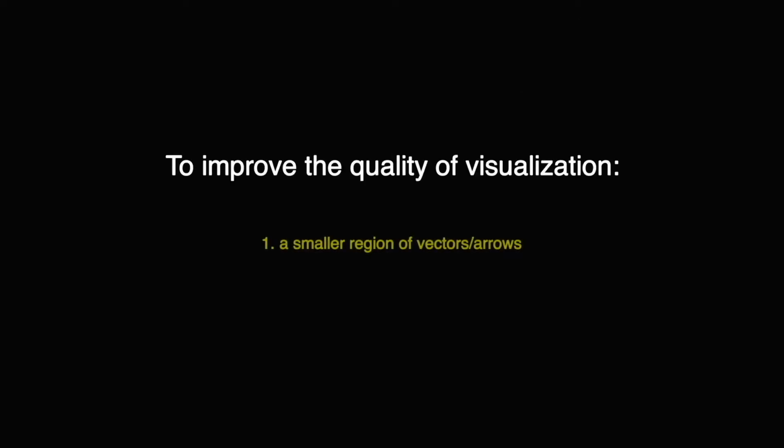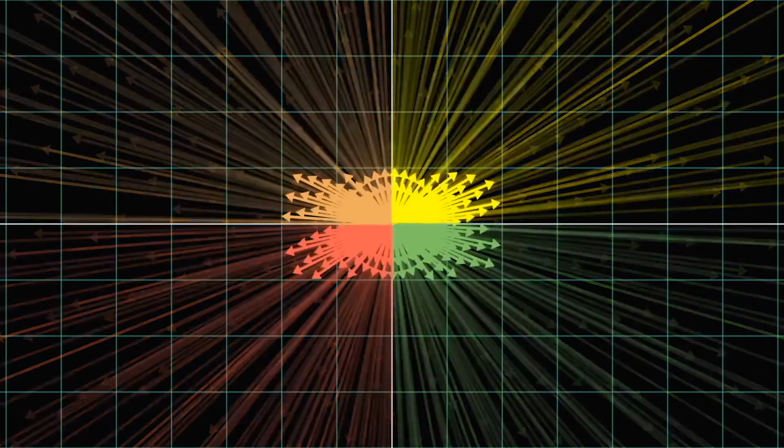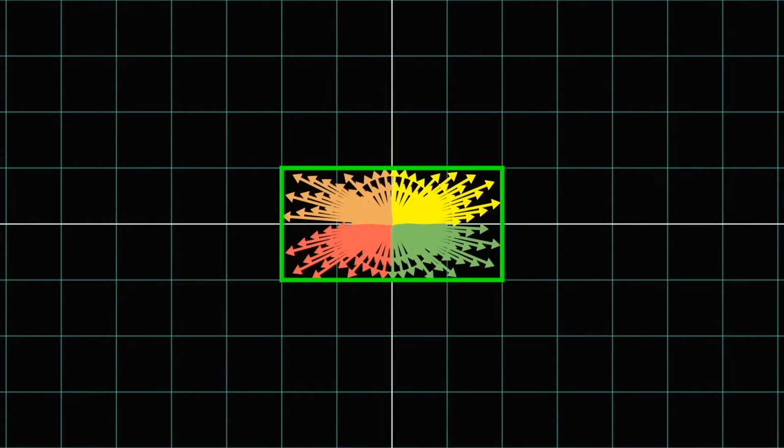Well, that was a visualization of a matrix I asked for, but it's just a horrible visualization. There are too many vectors moving at the same time, too much information for my tiny brain to process, and we need to improve this. So, to improve the quality, we're going to apply 2 tricks. Firstly, let's squint our eyes and focus on a smaller region of vectors.